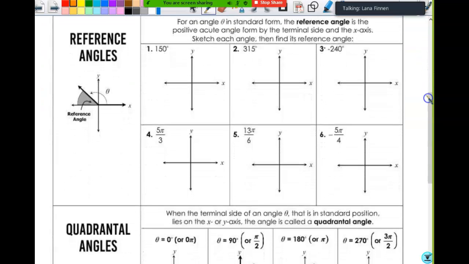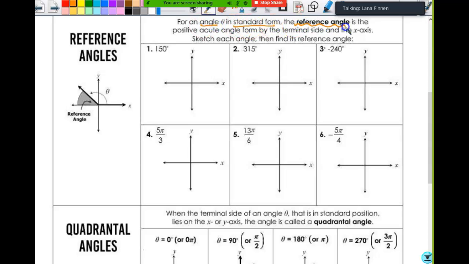Because understanding how to find the reference angle and what a reference angle actually is is super important, and they are going to make things so much easier when we start talking about the unit circle. It's basically going to save your life if you can understand reference angles. So it says for an angle theta, and it has to be in standard form. It's really all we're talking about.